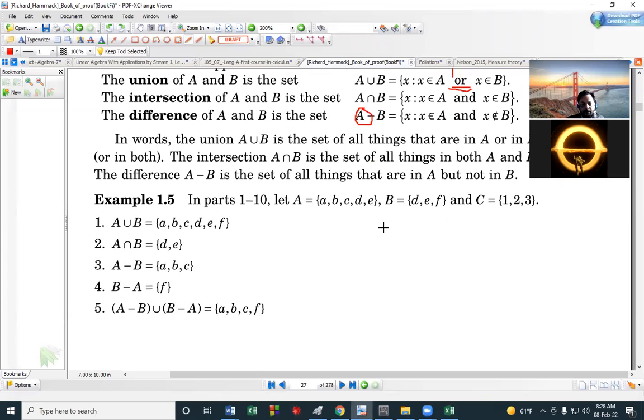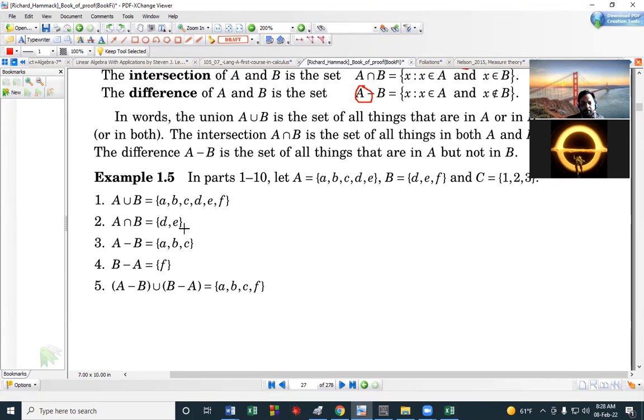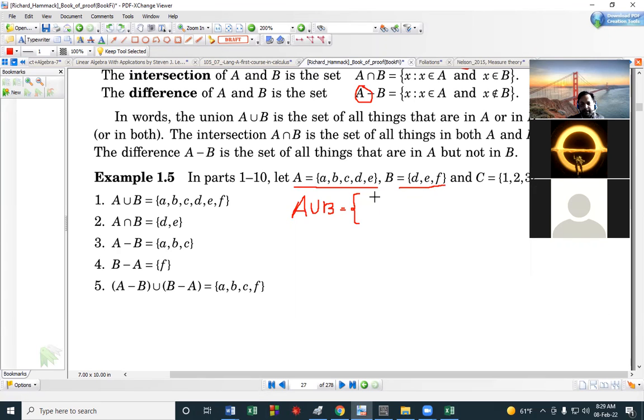So let's do some simple example. Given your set A is the set of 5 letters, A, B, C, D, and E, and B is a set of elements D, E, F. So A union B. I guess you all know these elementary operations, yet I'm going over them again. Do you think the element A will go in A union B? Yes, sir. Yes.